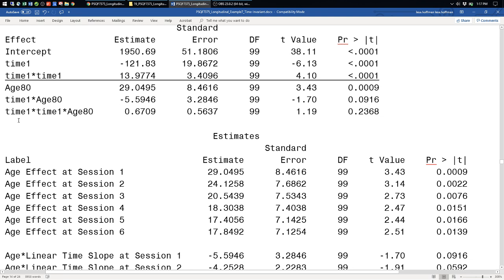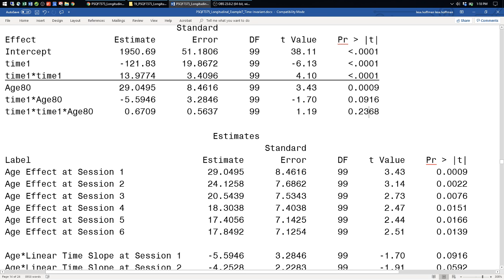So that's one way to talk about this pattern, is what happens to the trajectory as a function of age. I think that's the most intuitive way to do it. But instead, if what you're interested in are age differences and how age differences are changed by practice, remember these are 6 sessions of practice. That's the goal here, is to see how these older people improve in this task.